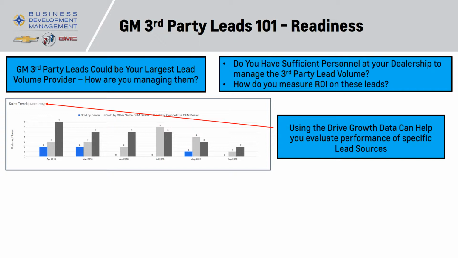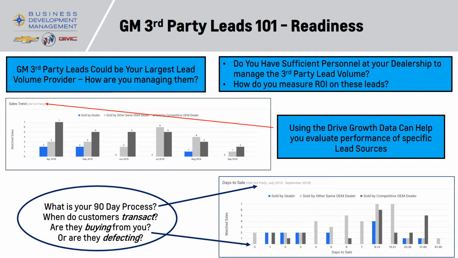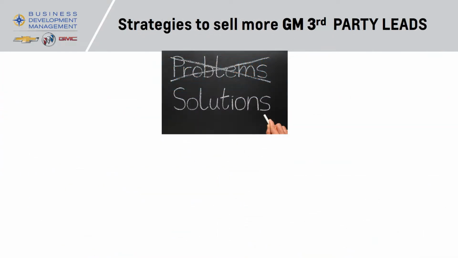And then obviously, using the Drive Growth data can help in filtering it down, which we'll demo. What's your 90-day process? When do they transact? Are they buying from you? Are they defecting? And again, that days to sale is such a telling sequence of data.